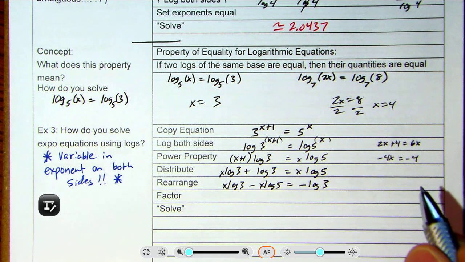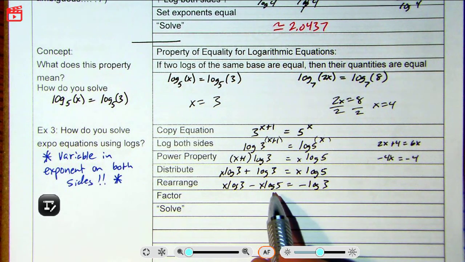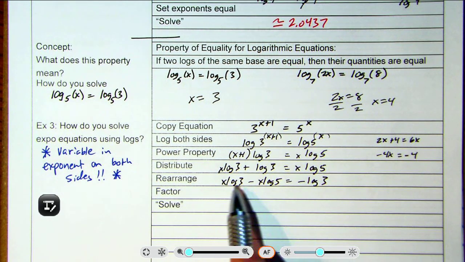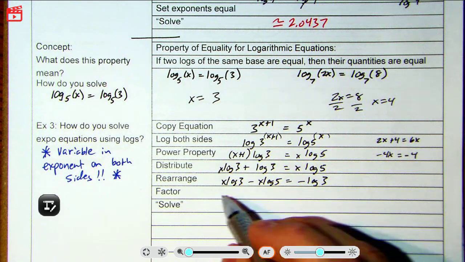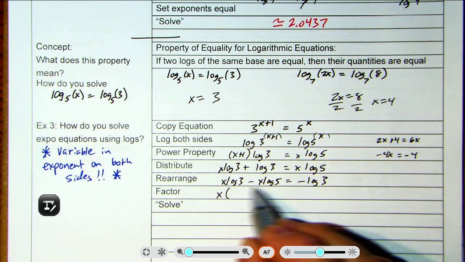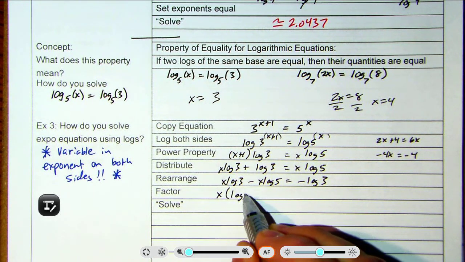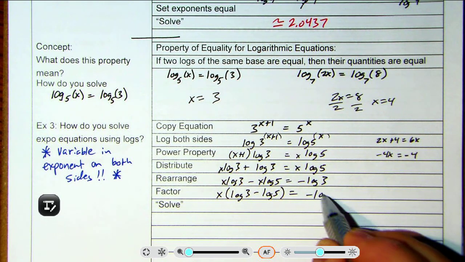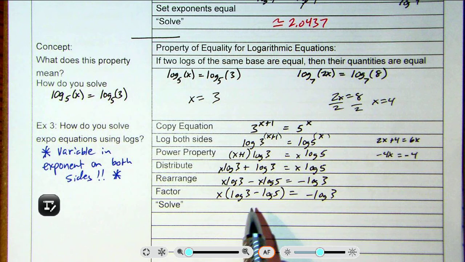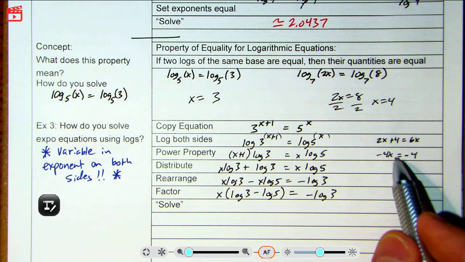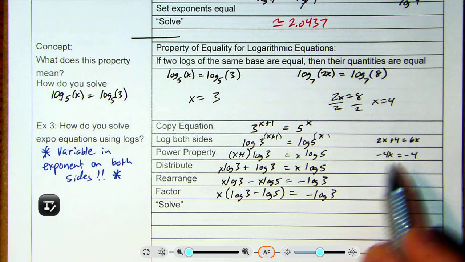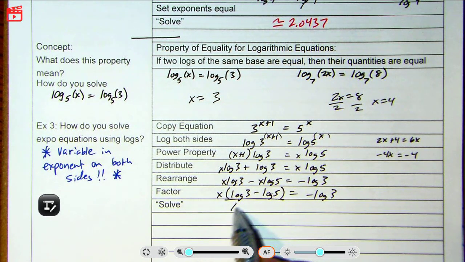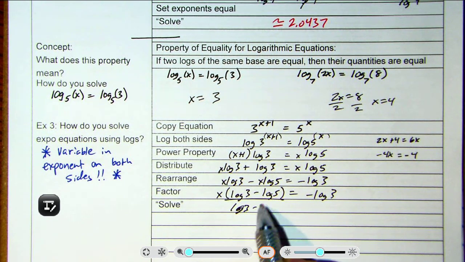Okay? So then you have to factor the x out. There's the greatest common factor here of x. I'm going to factor the x out front. What's left of each of these numbers? It's log 3 minus log 5. And that equals negative log 3. Okay? The same thing we do over here when I have a number in front of the x, divide by that number. This is a number, so I'm going to divide both sides by log 3 minus log 5.